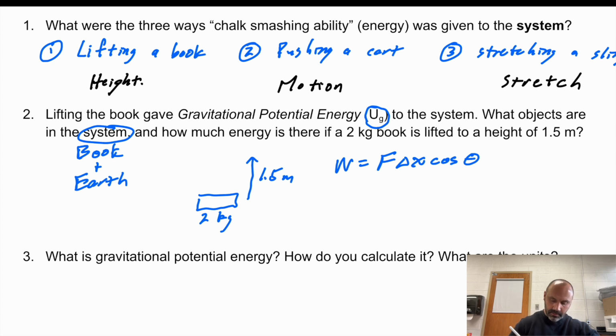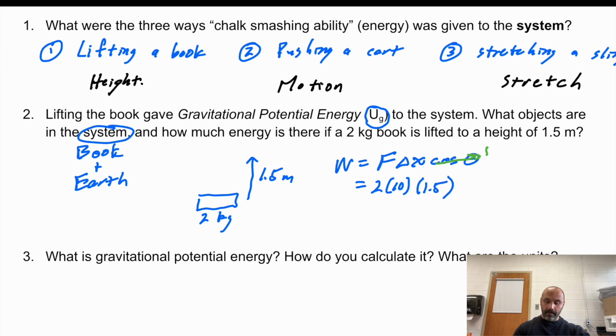In this case, the force that I'm exerting in lifting the book and the displacement are both in the same direction. And so cosine of theta is 1, because theta is 0, right? Force and displacement are both up. The angle between those is 0. So we just do the force times the displacement. So what's the force? Well, I'm counteracting the force of gravity. So it's 2 times 10. I like to use 10, rounded up from 9.8. And then the displacement is 1.5.